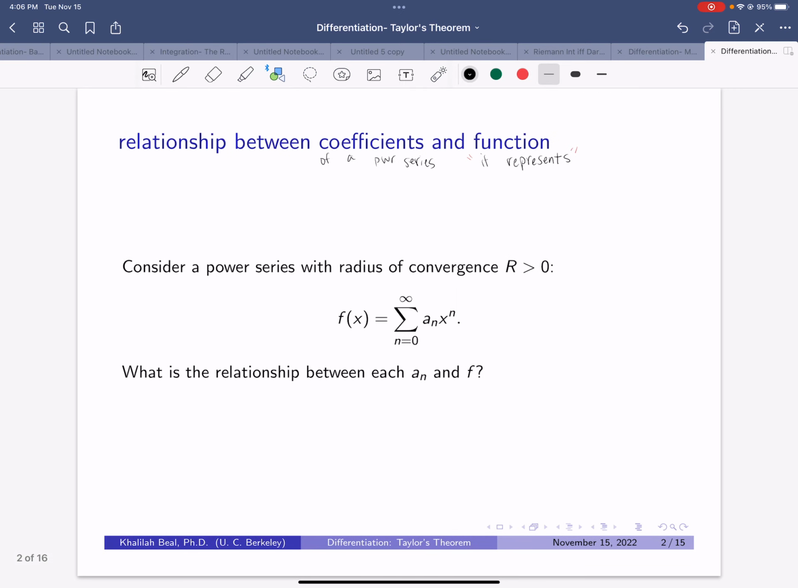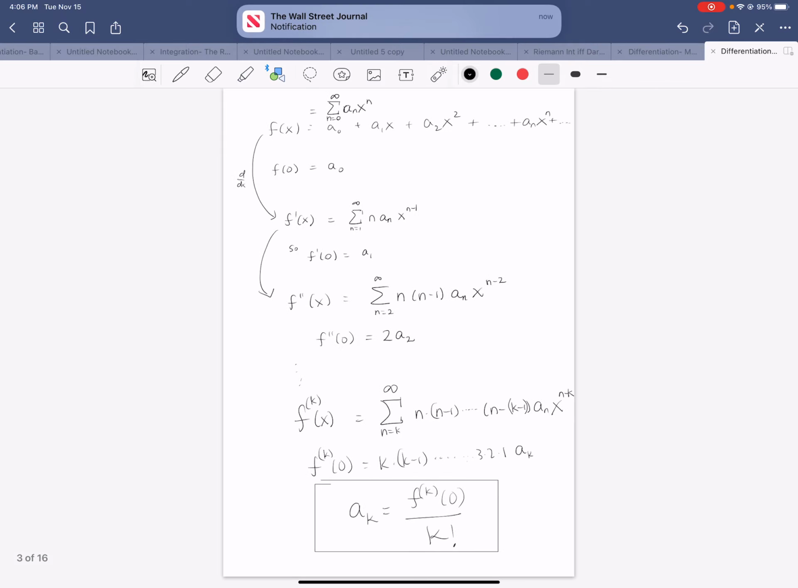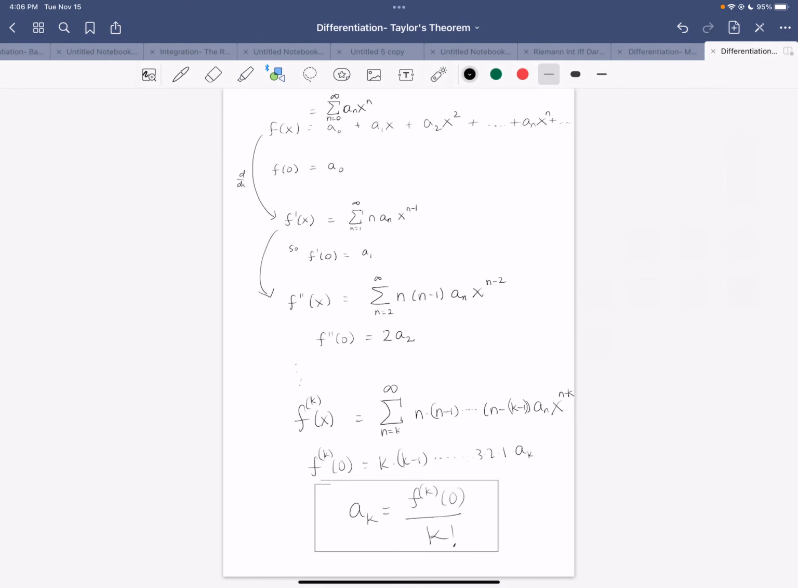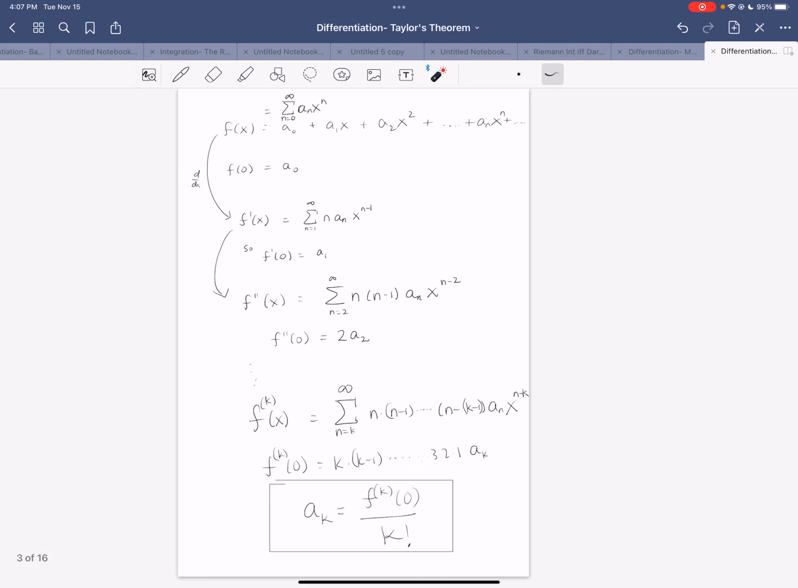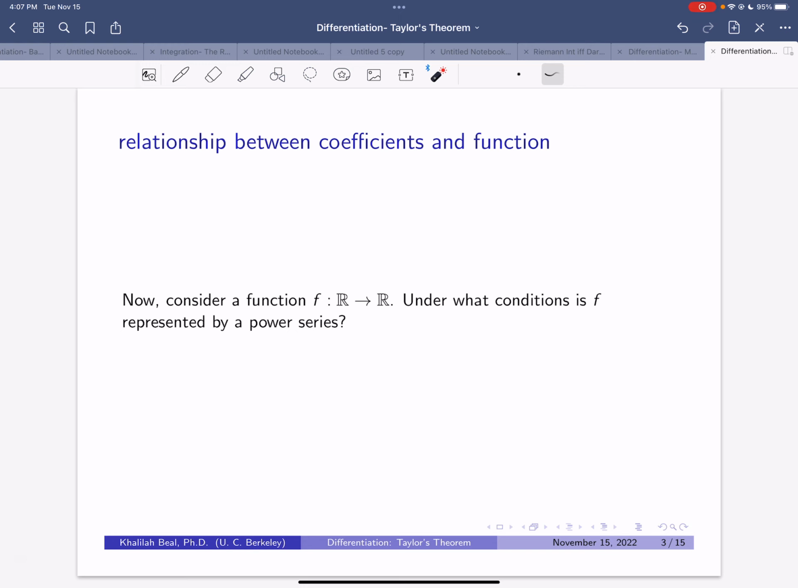This should sound familiar because these are the coefficients of the Taylor series for the function. All right, so you should have seen this formula before. This should not be brand new. But let's look at the inverse of that question. Suppose you have a function that is infinitely differentiable. The question is, what can you say is the relationship between it and the coefficients of its power series?